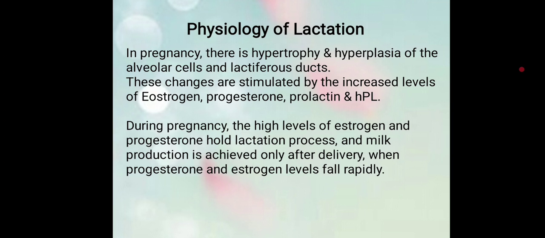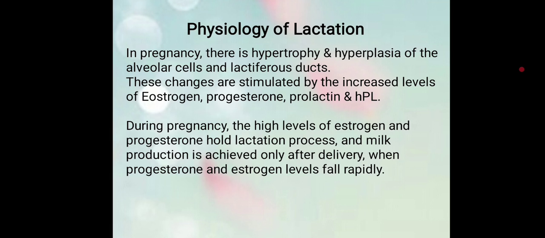Last objective in this lecture: physiology of lactation. In pregnancy, there is hypertrophy and hyperplasia of alveolar cells and lactiferous ducts, صح؟ as we mentioned, due to estrogen, progesterone mainly, and human placental lactogen and prolactin also. During pregnancy, the high levels of estrogen and progesterone hold the lactation process, and milk production is achieved only after delivery when the progesterone and estrogen levels drop.